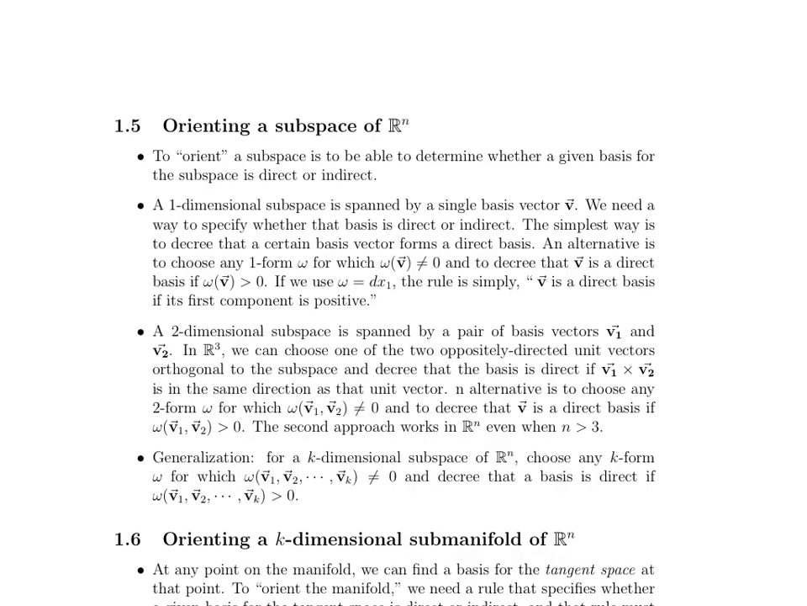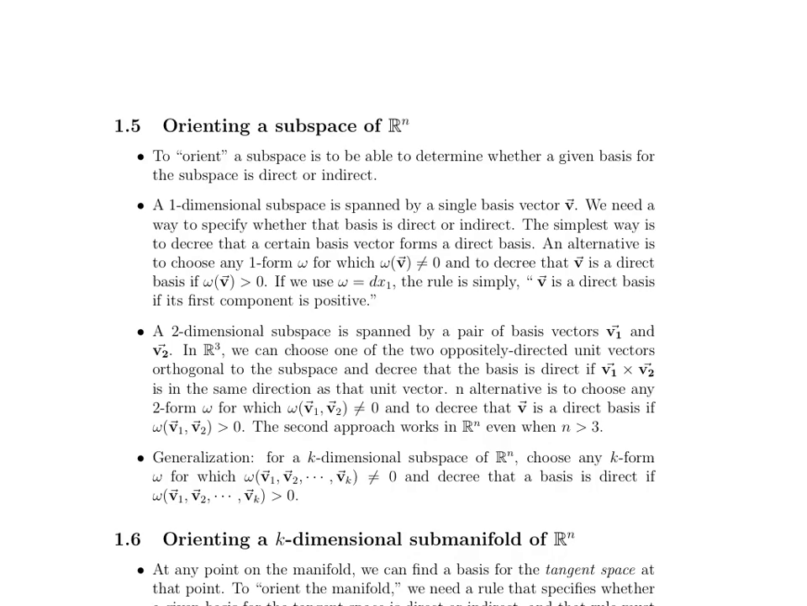Now if you're dealing with a two-dimensional subspace, it's going to be spanned by a pair of basis vectors, v1 and v2. And we want to look at the two oppositely directed unit vectors that are orthogonal to this subspace. So you could imagine v1 and v2 being like e1 and e2 in the plane, and then that oppositely directed unit vector would be positive e3 or negative e3. And you'd pick one, whichever one you wanted, and then you would see whether v1 cross v2 was pointing in the same direction as the one that you chose.